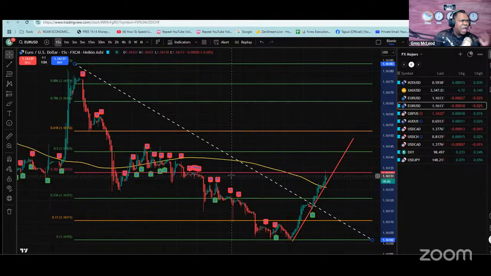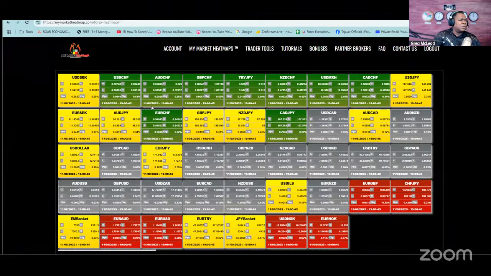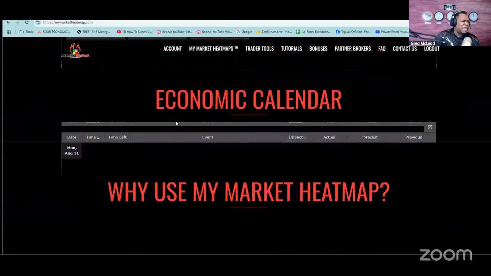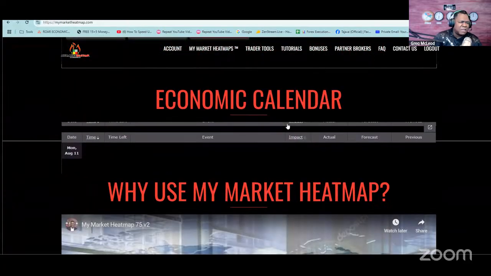So let me show you the other way we can find a trading opportunity using my market heat map too, or you can go to any other. In fact, you can go to the free part of my market heat map, go to the front, right? Scroll down to the bottom, and there's something called the economic calendar. That's the second way of finding out what to trade.